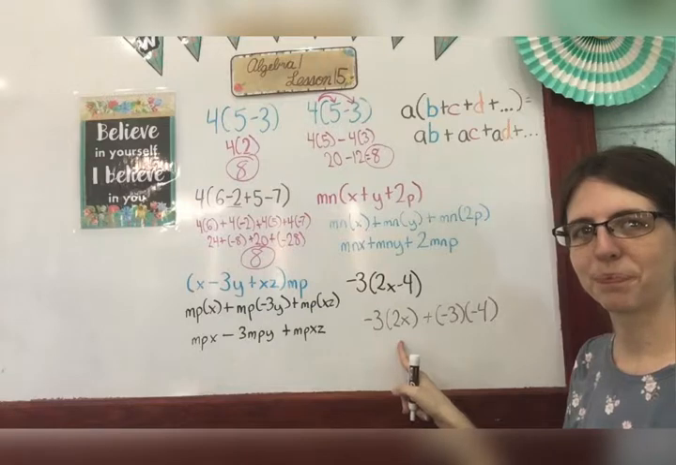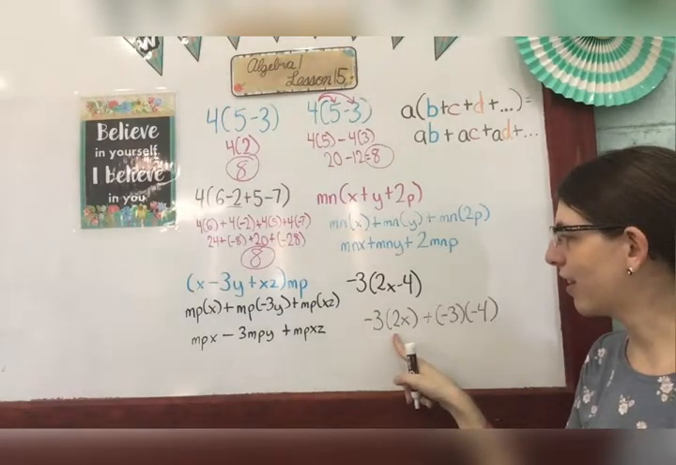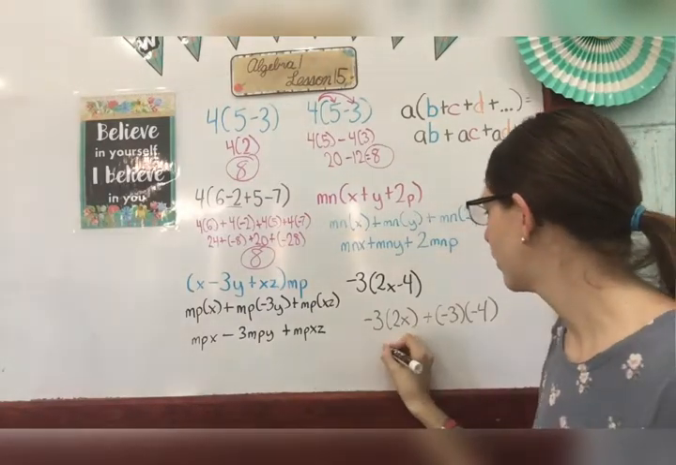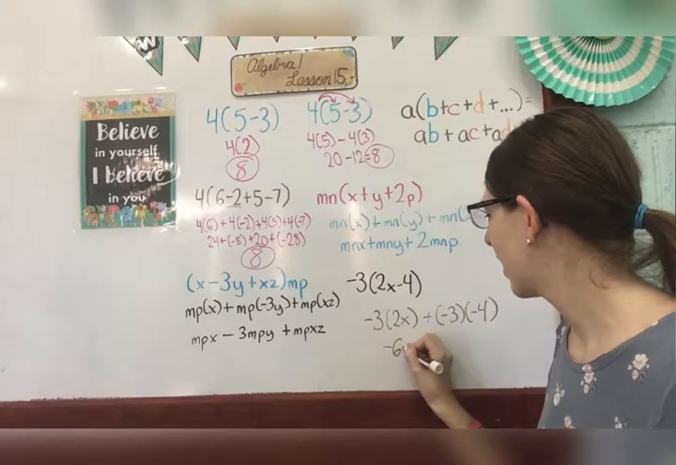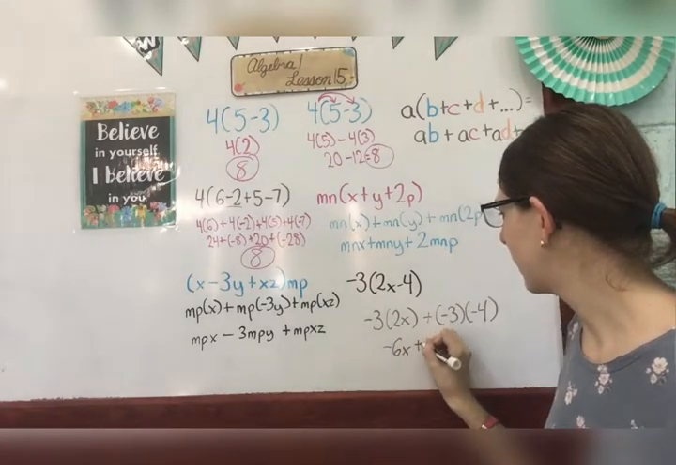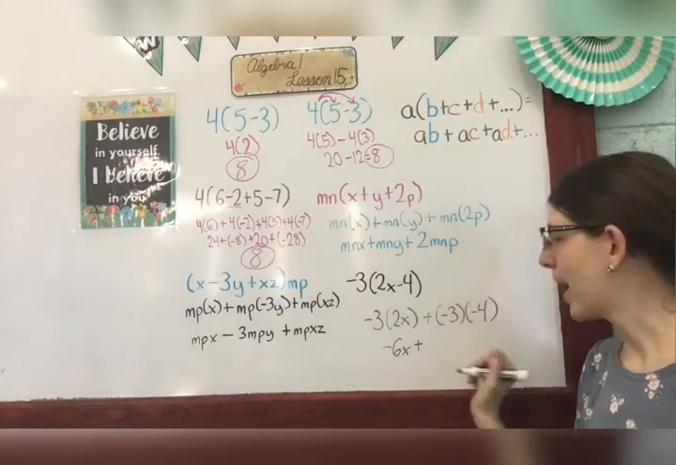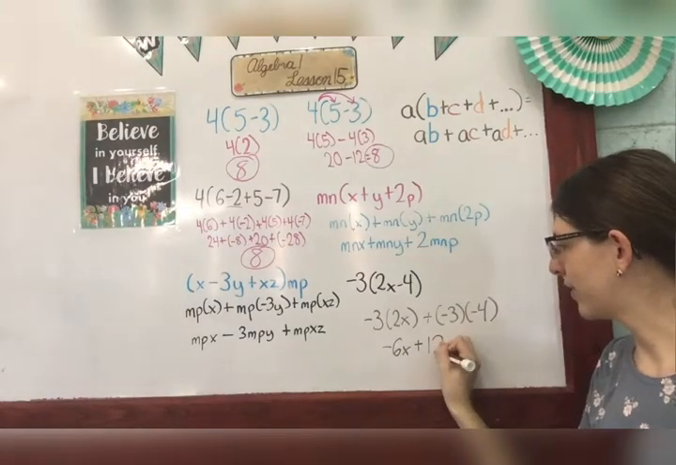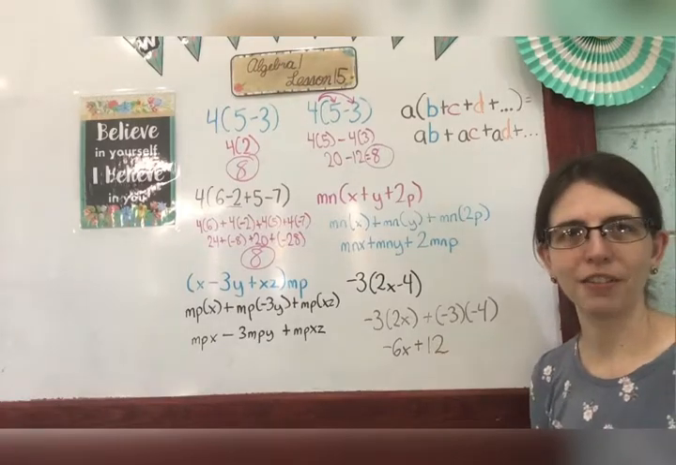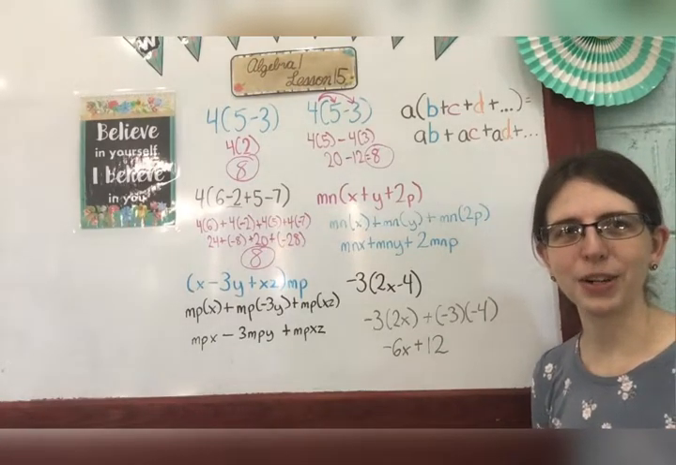Anyway, so I have negative 3 times 2x. What does that give you? You multiply your numbers together, do nothing to your letter, so you have negative 6x plus negative 3 times negative 4, positive 12. So negative 6x plus 12. Okay, pause your video now and do your practice.